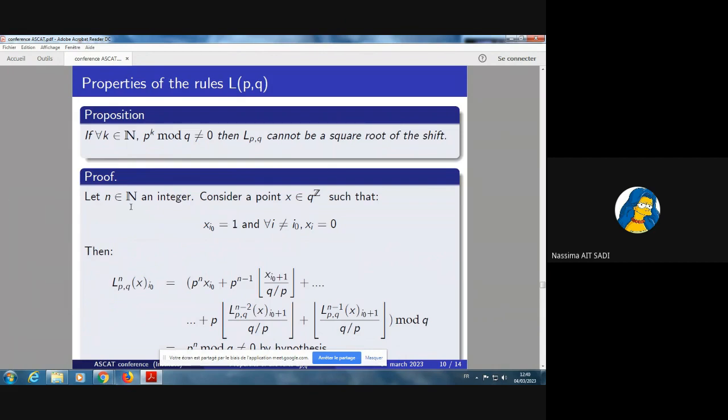And for that, to prove this, we need to consider a particular point X, which has just a one at position I and zeros everywhere else. Then we calculate the nth iteration of the rule LPQ at this particular point, and we will get P^n mod Q, which is different from zero by hypothesis. And that proves that whenever Q is not a pure power of P, then the rules are not the square root of the Bernoulli shift.